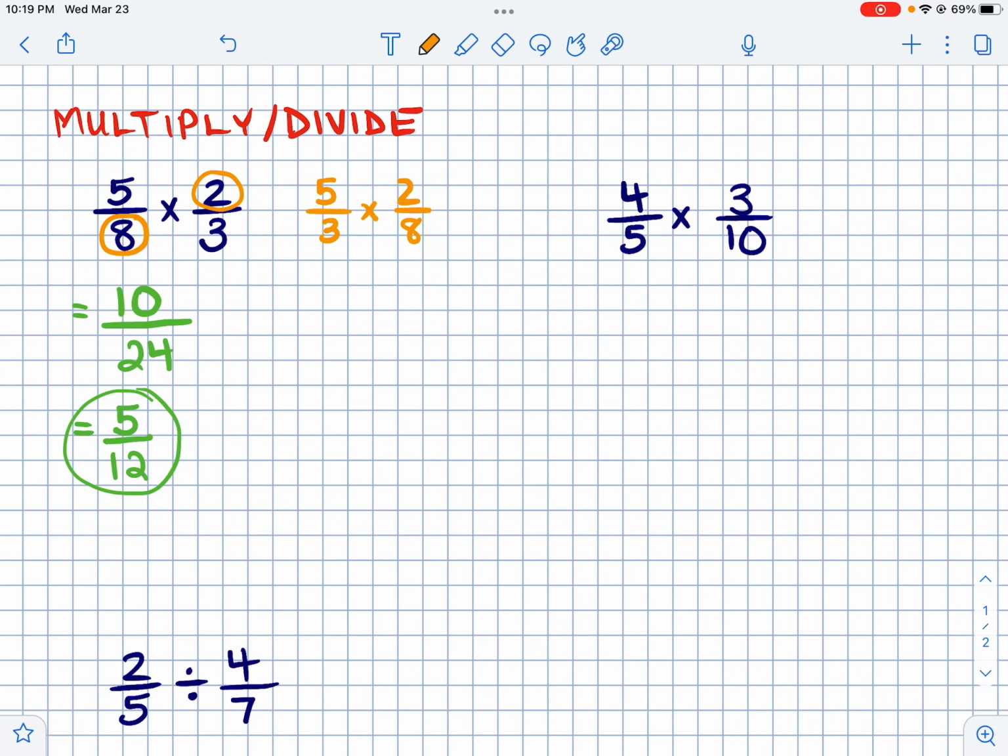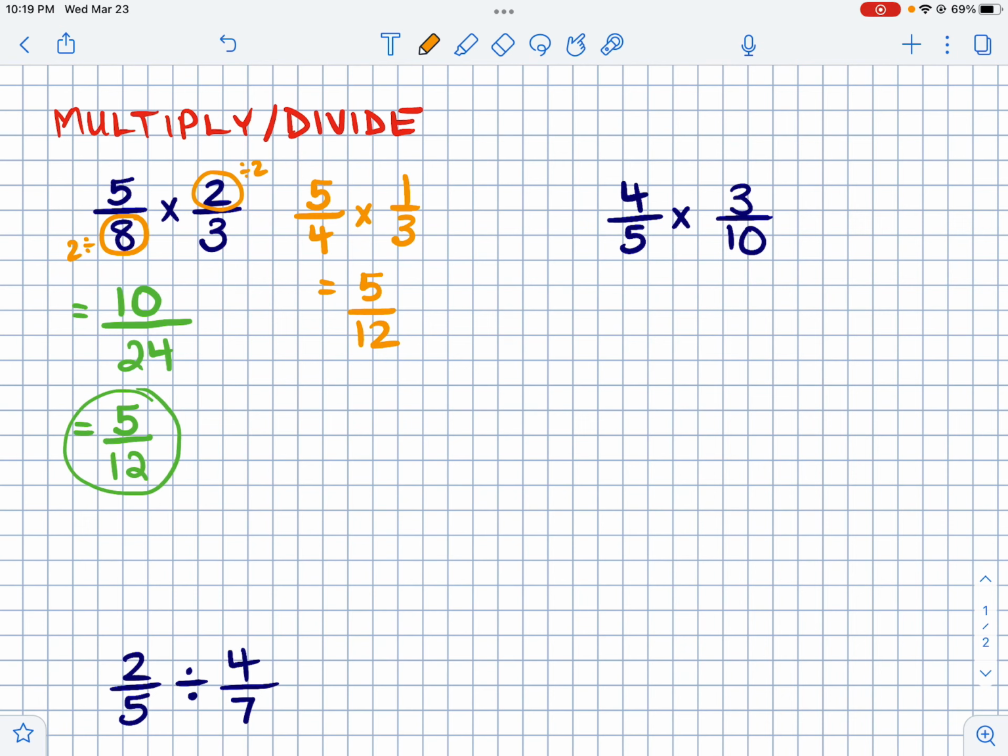I can flip-flop them because multiplication doesn't care about the order, right? 5 times 2, 2 times 5, 8 times 3, 3 times 8. I'm going to get the same answer. So I can actually reduce things that are on the top and bottom. If I see the 2 and the 8 are both divisible by 2, I could divide them by 2 before I even start. So now I would end up with 5 over 4 times 1 over 3, which would equal 5 over 12, which is the same answer.